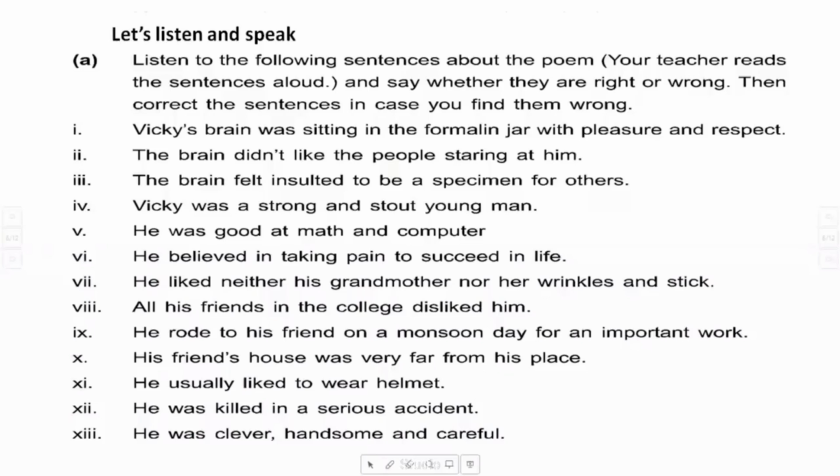The brain didn't like the people staring at him. The brain felt insulted to be a specimen for others. Biki was a strong and stout young man. He was good at math and computer. He believed in taking pain to succeed in life. He liked neither his grandmother nor his wrinkles and streak.